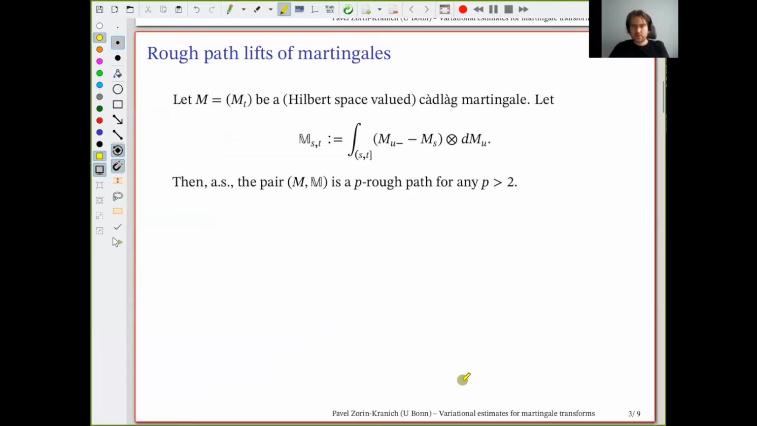The basic question that I'm addressing is how to construct such paths, so how to get these conditions for some paths of interest. Here is an answer for martingales, which you probably all know very well. If you have a martingale, which I assume is càdlàg and has values in a Hilbert space, this sometimes causes some confusion, you can assume that it's just real valued. Then if we look at this area integral, the pair consisting of the martingale and the area integral is a rough path of regularity p for any p strictly greater than 2.